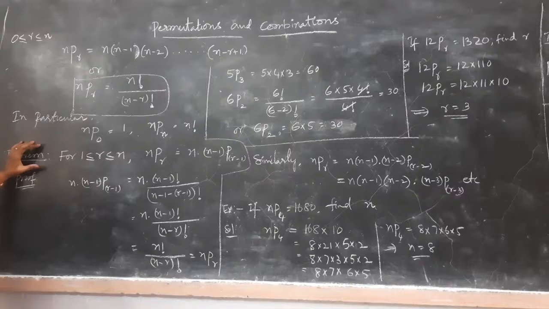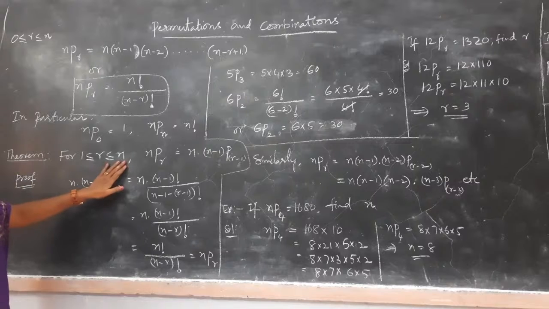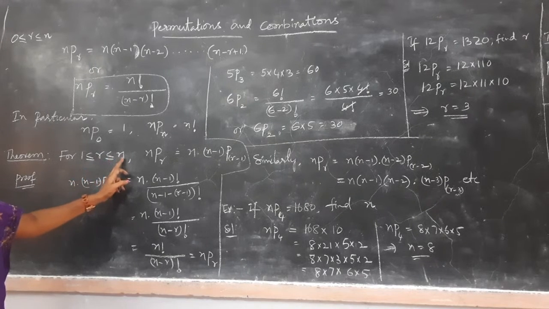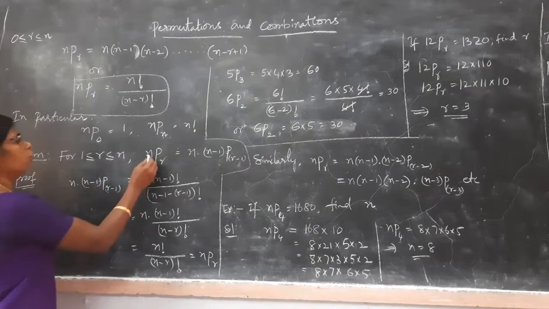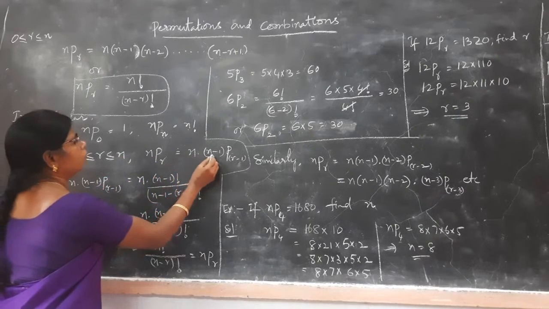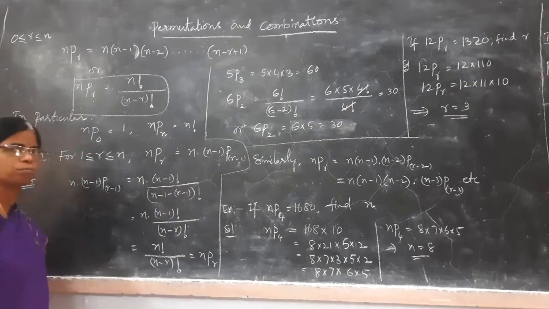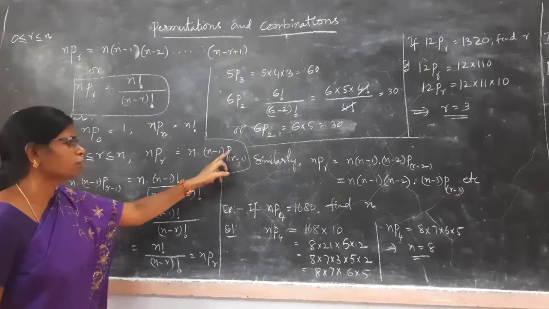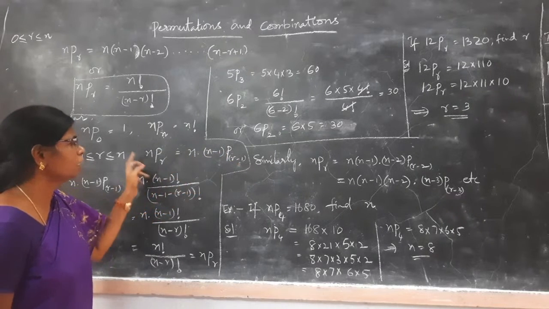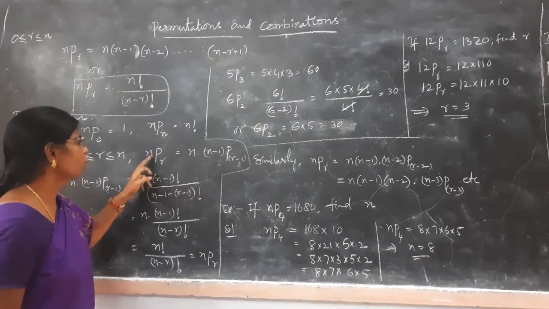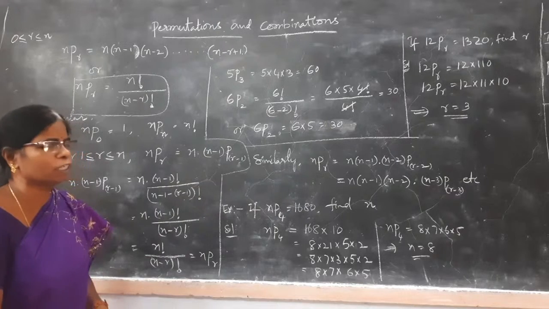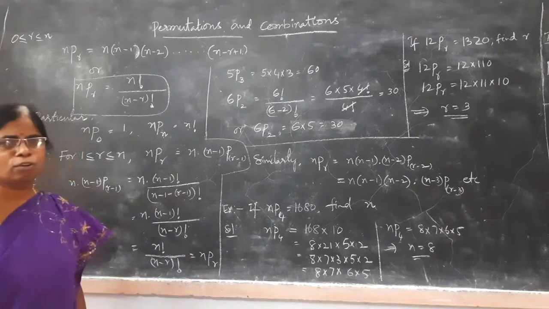I have a small theorem here. See here, for 1 is less than or equal to r is less than or equal to n. Just now I said r is always less than or equal to n. nPr is equal to n into (n minus 1)P(r minus 1). It can easily be understood. In order to prove this, it is very easy to prove this one. Okay, how?